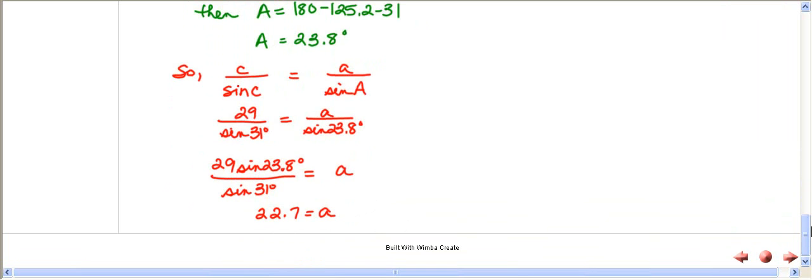So there's two triangles that we have that satisfy those conditions that we were given.